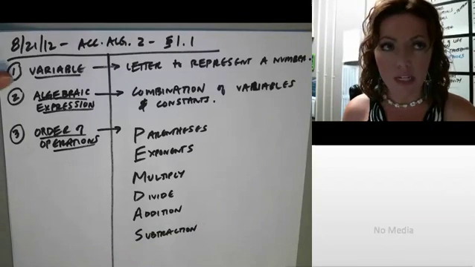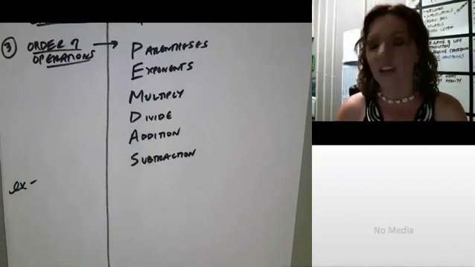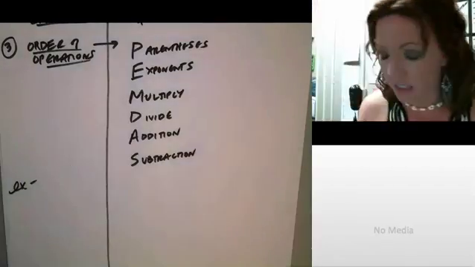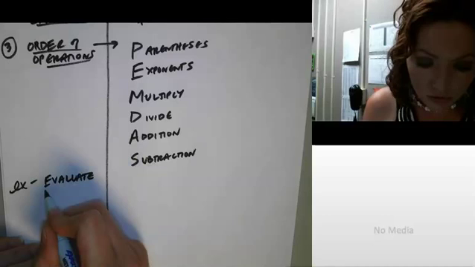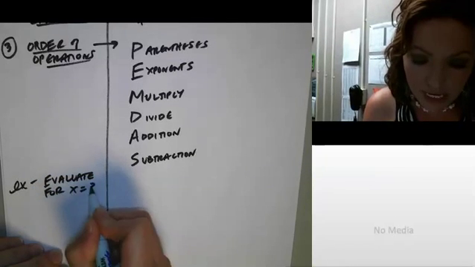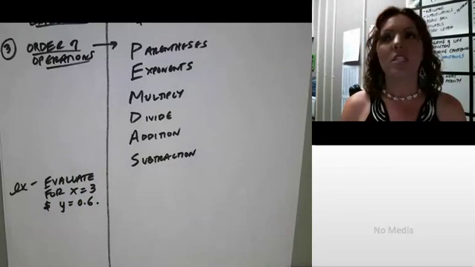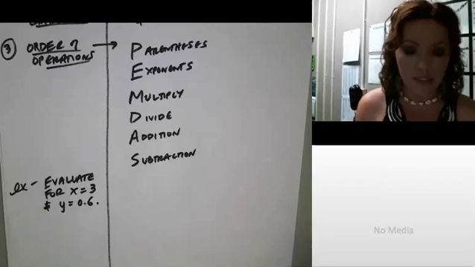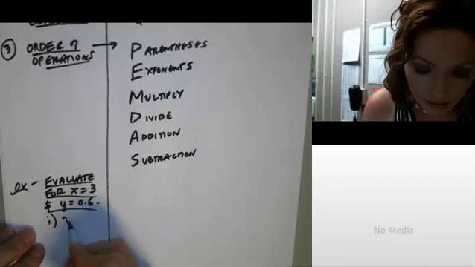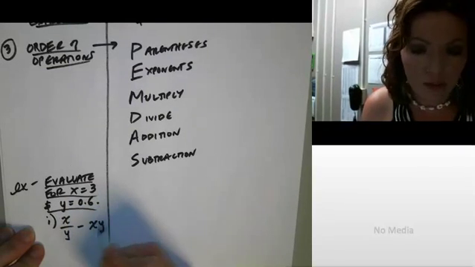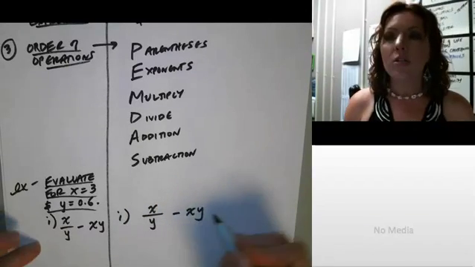Okay. Can I move this up? You guys good? All right, so now we're going into our examples. Again, I know I do it differently than Mr. Humphreys. Okay, so we are evaluating for x equals 3 and y equals 0.6. Sorry to throw the decimal in there right off the bat. Shouldn't be too bad, though. Okay, so x over y minus xy, we are evaluating that.